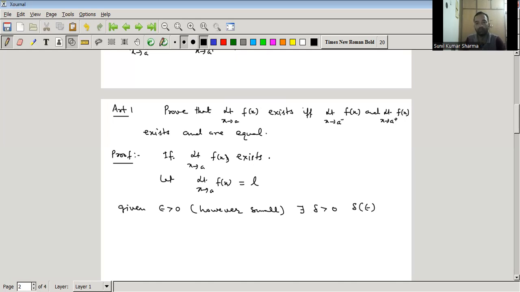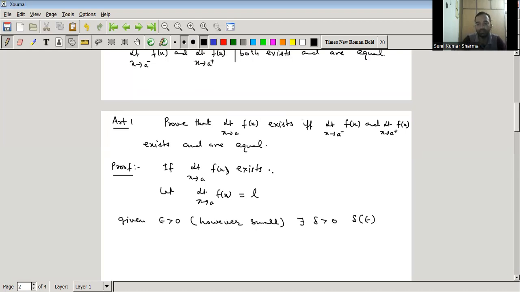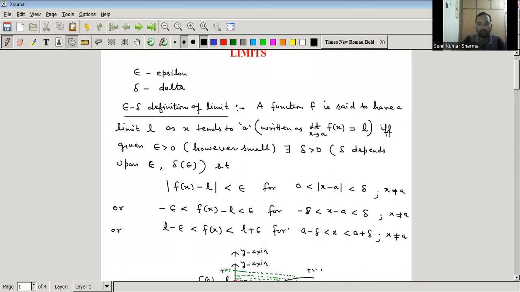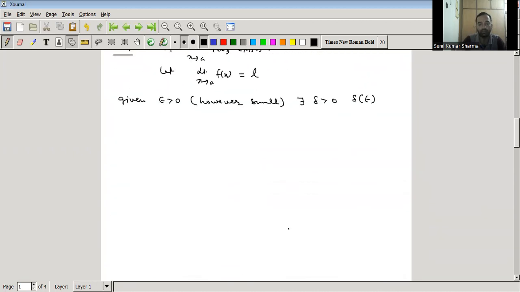we write this because it is given that the limit as x goes to a of f of x exists. And we just studied that if the limit as x goes to a of f of x exists, then by the epsilon delta definition, given any epsilon greater than 0, there exists a positive real number delta such that mod f of x minus L is less than epsilon for mod x minus a greater than 0 and less than delta. So we can use this. So we can write that mod f of x minus L is less than epsilon for 0 less than mod x minus a less than delta.